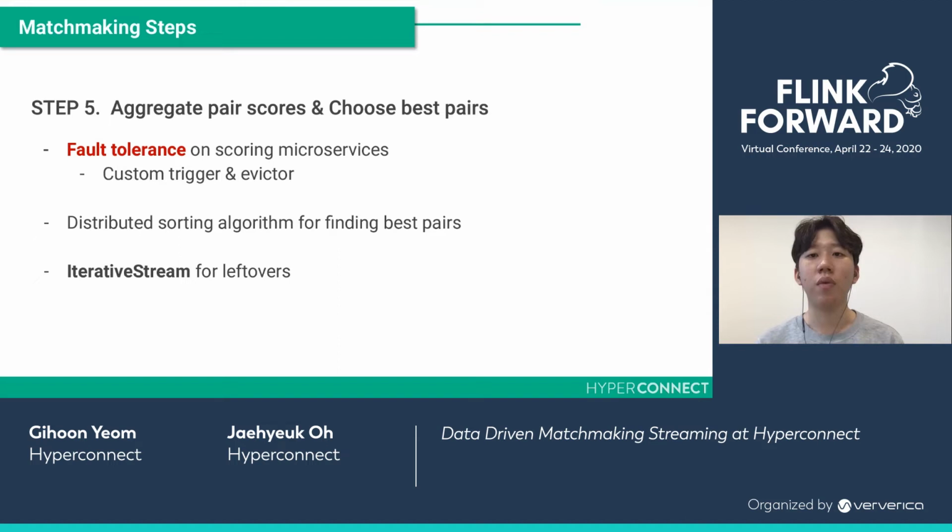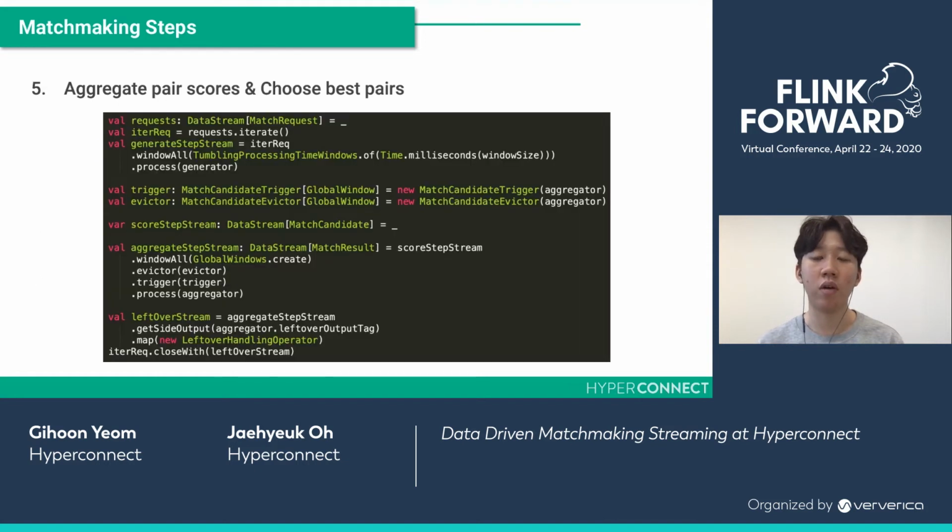We have implemented a custom trigger and evictor because the match cycle must be completed in a certain amount of time. We need to consider scenarios in which certain scores failed. The process of selecting the best pair also improved performance by utilizing a distributed sorting algorithm. For unselected match requests, we used an iterative stream to deliver them back to the pair generator.